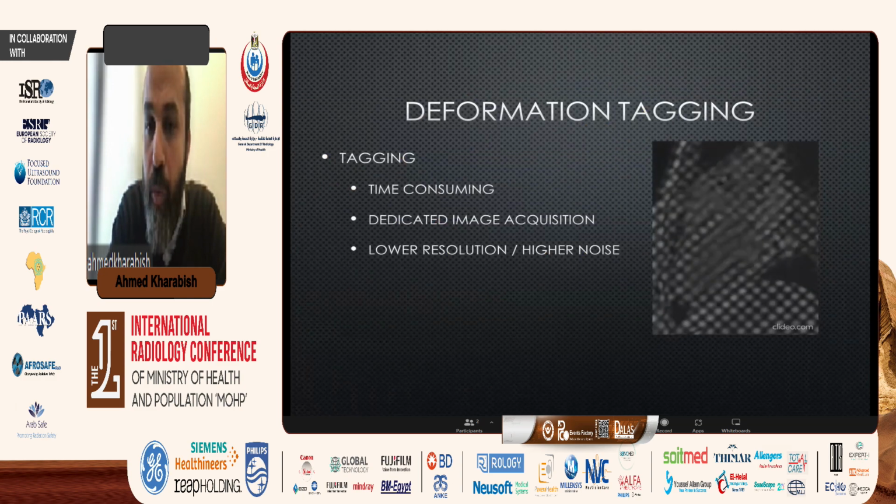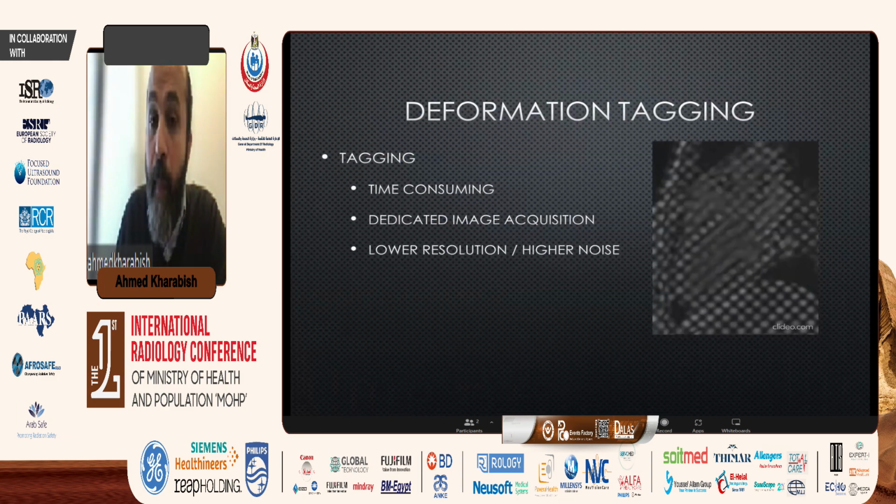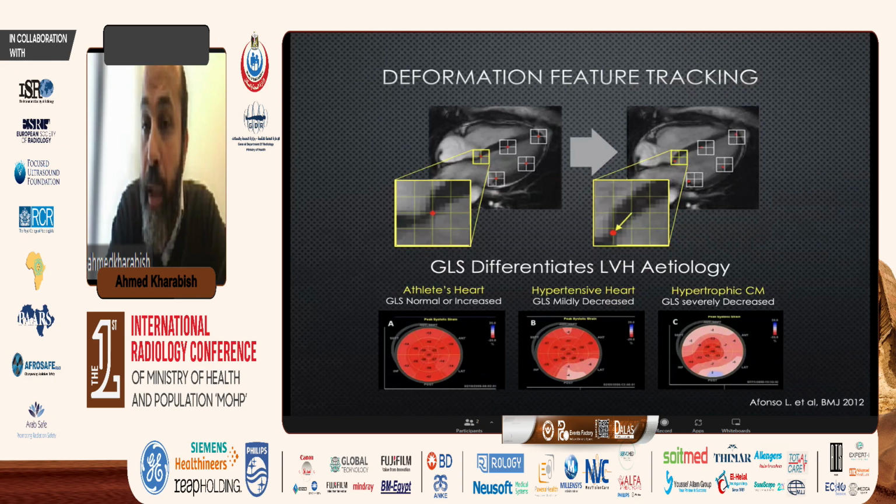Previously, tagging was used in order to see the longitudinal functions of the heart, but now in MRI there is the new feature tagging, which compares the movement of the pixels during systole and diastole in order to measure the global longitudinal function. And as you may see here, it's different between the athlete heart, which is completely normal, the cutoff value is 16%, and compared to hypertension or hypertrophic.